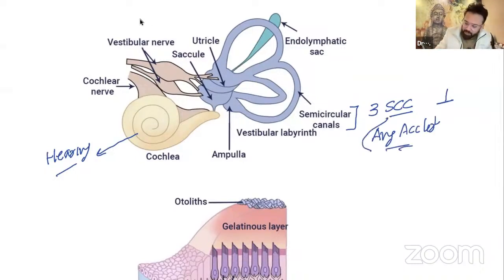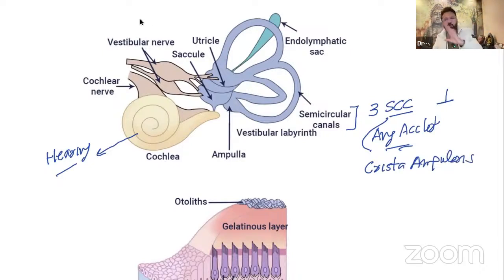It has crista ampullaris, in which we have cupula. We have discussed this chapter in very much detail. This is very, very important. A lot of questions have been asked. The 3 semicircular canals, each at 90 degrees, are for angular acceleration, doctors. And they have crista ampullaris and cupula. Remember: circular, crista, cupula, all start with C.